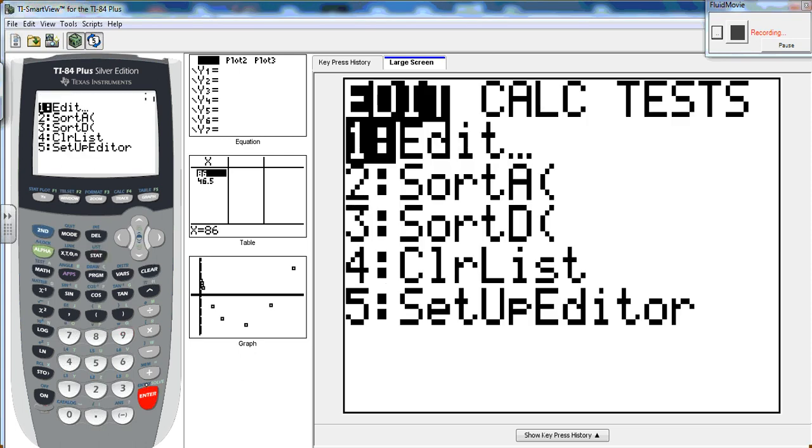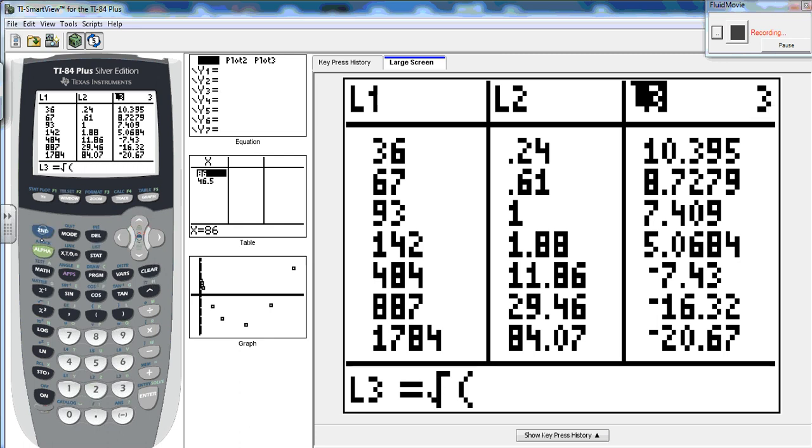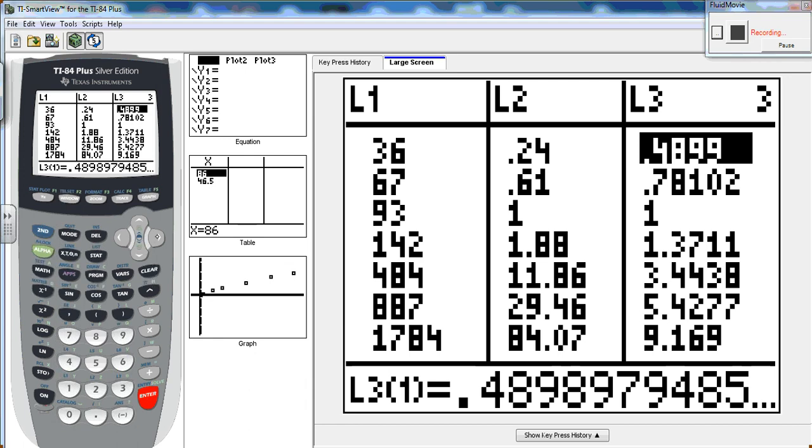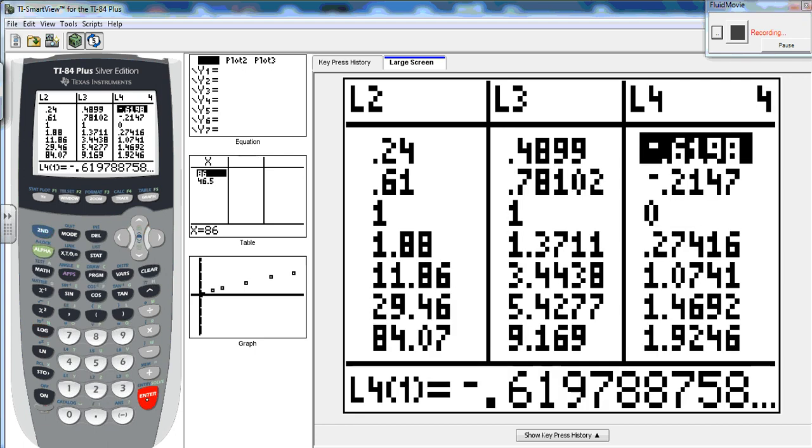So we're going to go back to stat, edit. Then I'm going to overwrite my residuals because they don't mean anything for this particular problem, because they just show the model's not appropriate. So for list 3, the first thing that I will do is I'll take the square root of list 2, and I'm going to put that here. And then I'm also going to take the log of list 2, which is y, common log. You could use natural log if you wanted, of list 2, and I'm going to put that here.